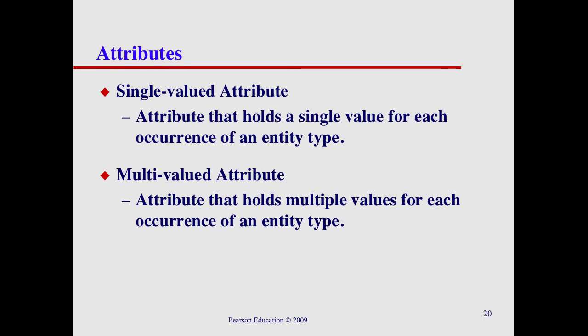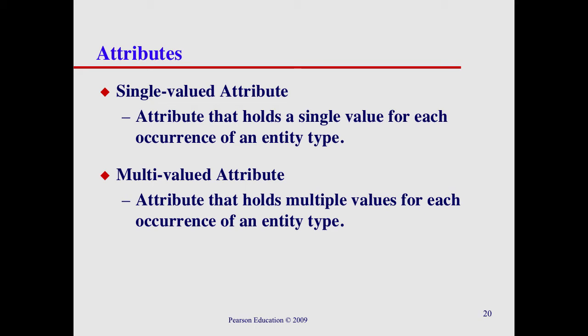Okay, and then orthogonal. So we often talk in computer science about orthogonal things. You can also have single-valued attributes and multi-valued attributes. So a single-valued attribute has a single value for each occurrence of the entity type, and a multi-valued attribute has multiple values for each occurrence of an entity type. So a phone number is a classic example of a multi-valued attribute. A branch might have multiple phone numbers.